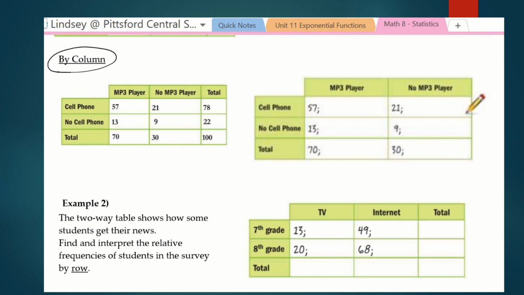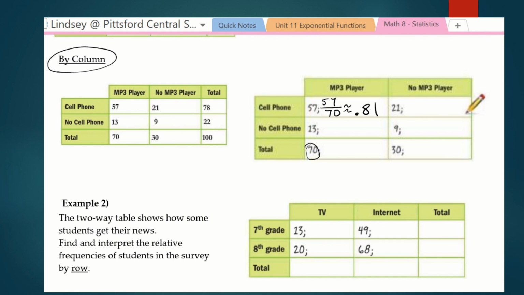Notice how we have a total of 70 kids that own an MP3 player. Out of those 70, 57 also own a cell phone. So if I'm going to find the relative frequency, I'm going to take 57 divided by 70, and that gives me approximately 0.81. Again, I'm saying approximate because I'm rounding to the nearest hundredth.